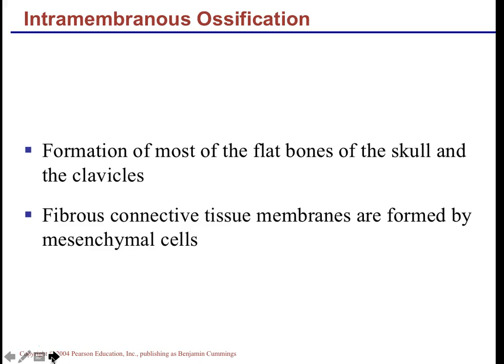And for some reason, it starts in this PowerPoint and then continues in the next PowerPoint. And intramembranous ossification is the easier of the two to explain. And when we get to the next PowerPoint, I'll explain it in more detail. But these are the flat bones of the skull, the clavicle, and you have what are called mesenchymal cells, which form connective tissue. And I'll talk more about what mesenchymal cells are in the next PowerPoint.